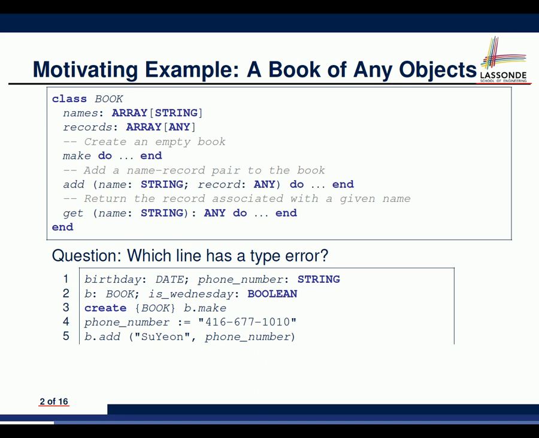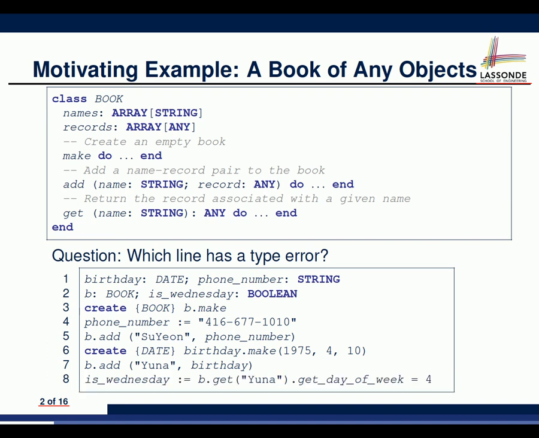Number 5? Compiles? Yeah, right? Because basically the first argument is just a string value, but the second one is also a string, which is a descendant class of any. Okay, very good. What about number 6, which is creating a birthday? That's fine. And then let's say we add a birthday, which is another record. Is that fine? Date is also a descendant class of any. Right? Now, number 8.